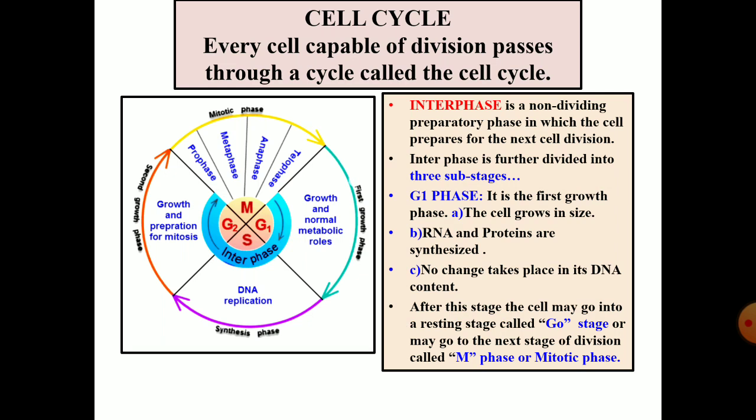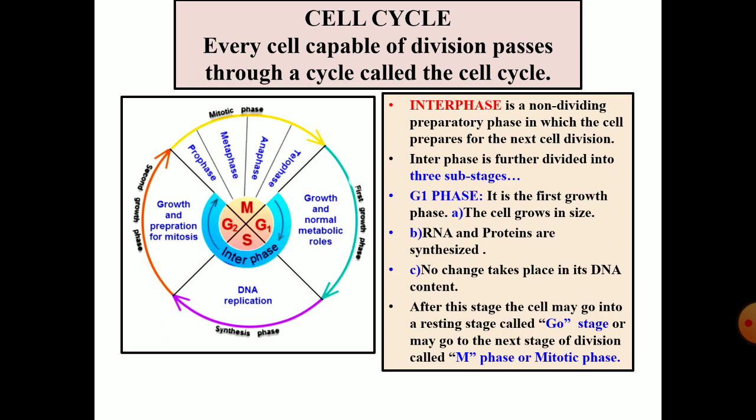G1 phase. It is the first growth phase. The cell grows in size. RNA and proteins are synthesized during this time. No change takes place in the DNA contents. That is, the DNA content remains constant in this stage. After this stage, the cell goes into the next stage, which could be the G0 stage. That is, in this stage, it does not go into the division phase, or it goes into a resting period, or it may enter the next stage, which is the M phase or the mitotic phase.